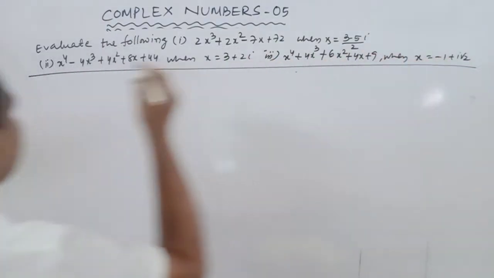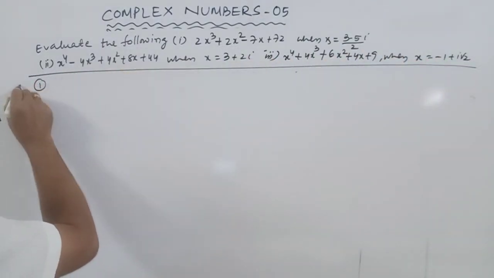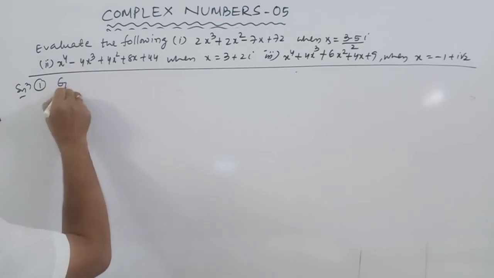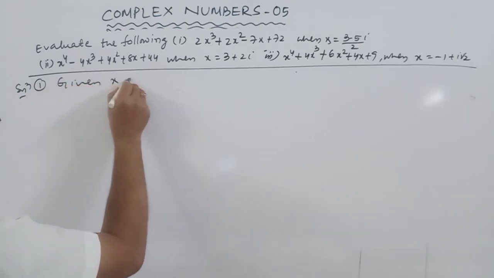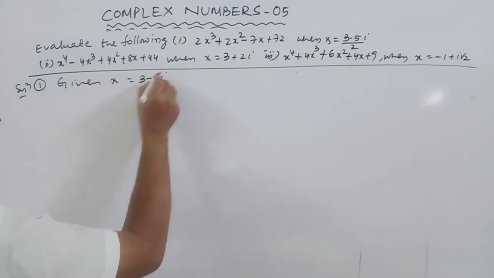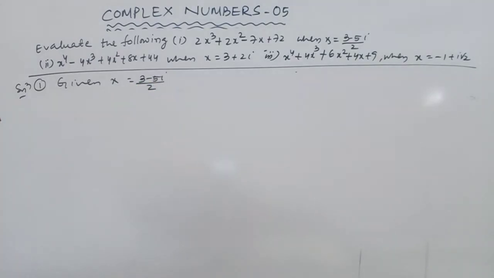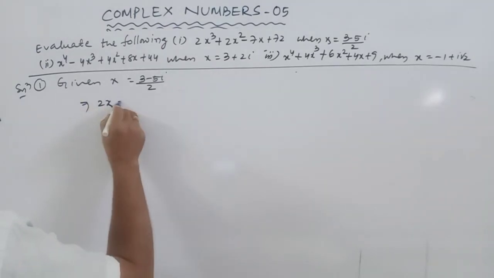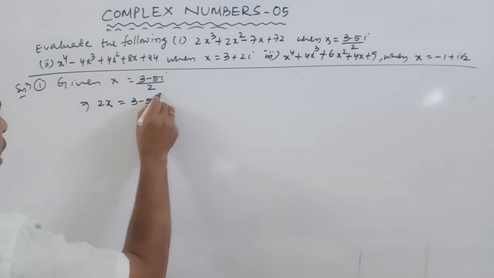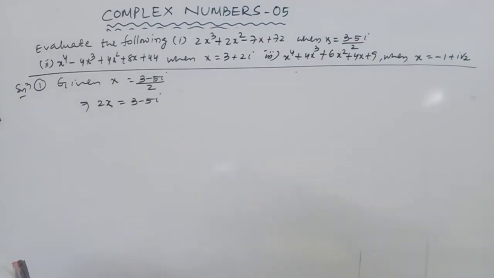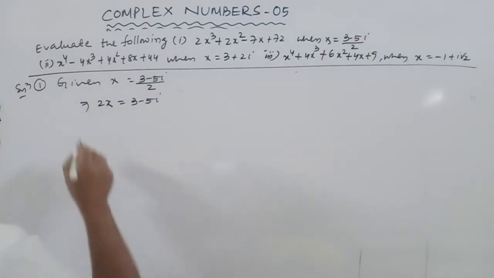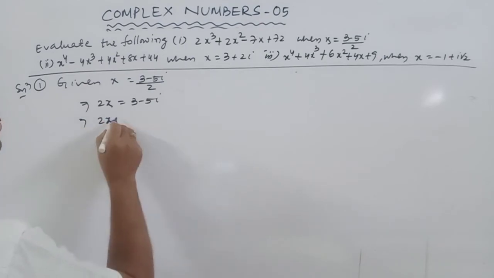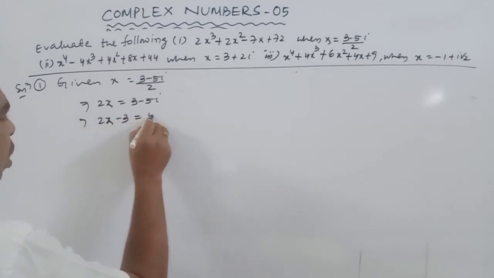Question number 1, solution. Given x is equal to (3 minus 5i) divided by 2. This is the x given. So this implies 2x is equal to 3 minus 5i, which implies 2x minus 3 is equal to minus 5i.